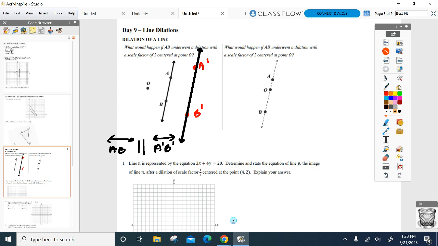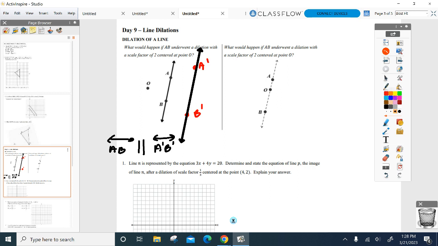All right, everyone good there? They remain parallel. Okay, they remain parallel. Anytime you dilate a line, the lines will remain parallel, which means, let's go take that a little deeper now. They have the same slopes. Yes, they have the same slopes. Good. All right, remember that coming up in the future.